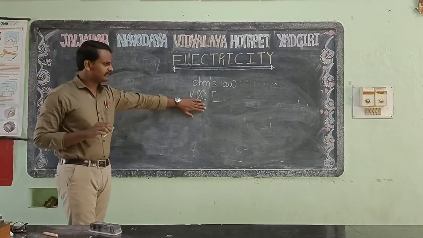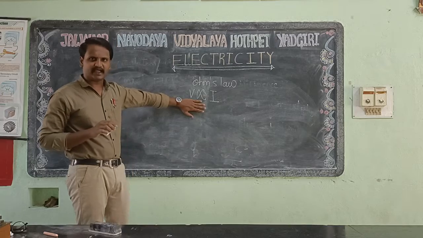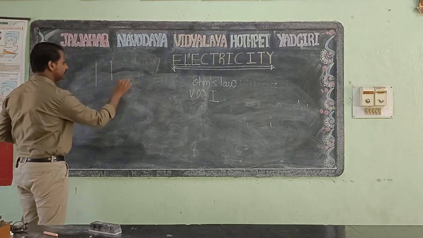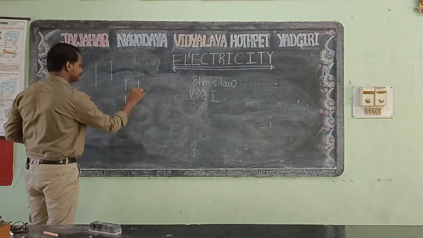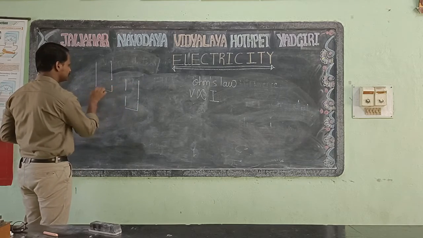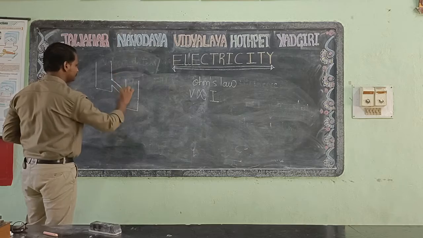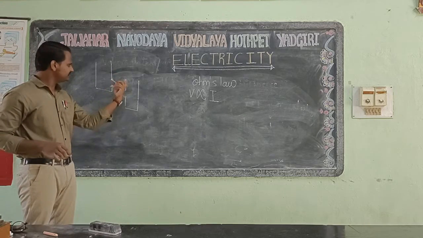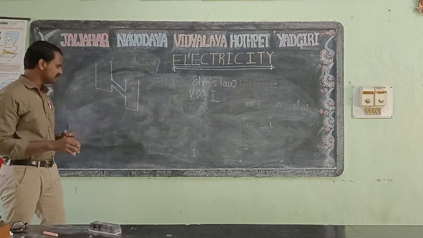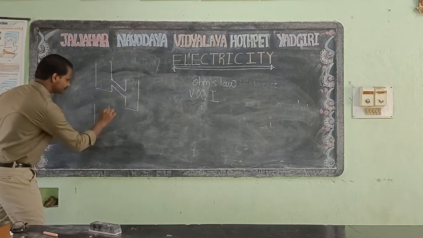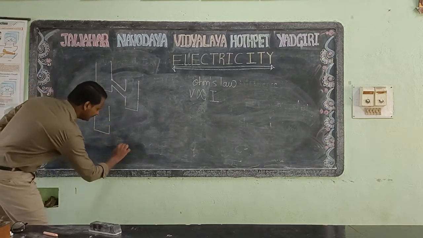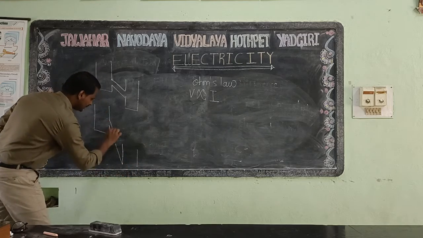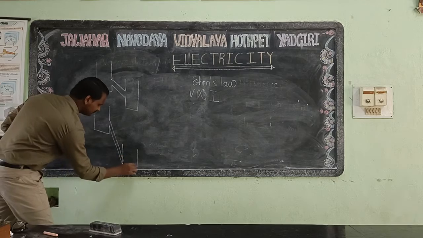We can also compare with the same water analogy by using the tank. You can see, if you are taking one tank here and one tank here, connected with another tank. Now the potential means the height difference. Now in the second case, the height difference is maximum. The height difference will be maximum.